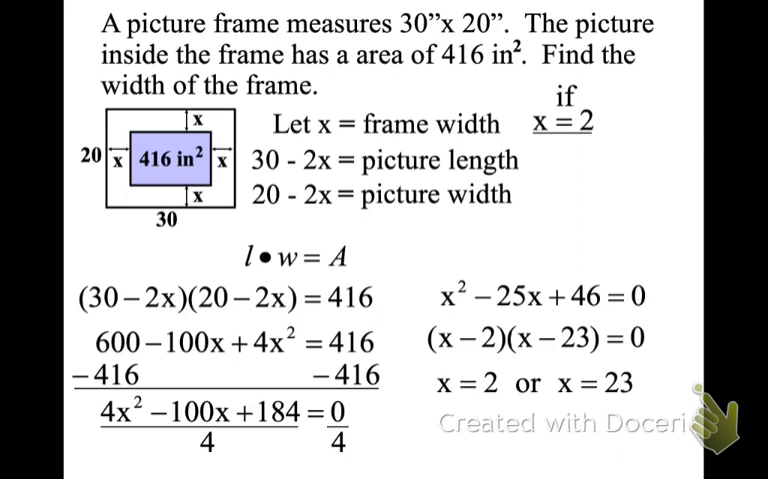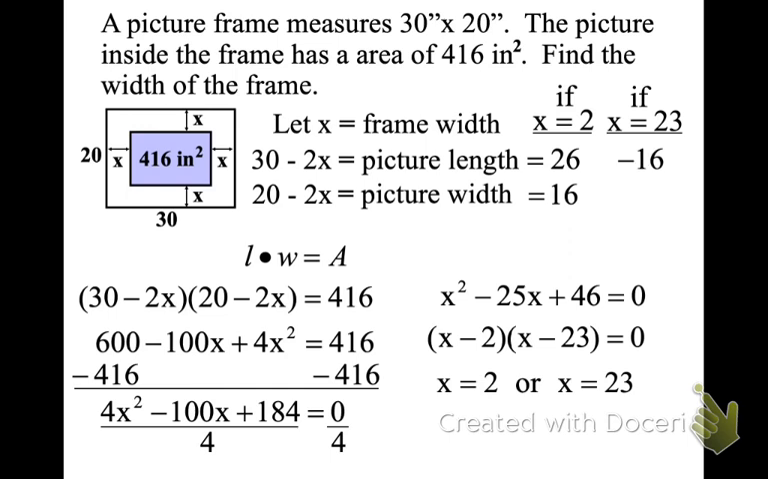And so I substitute 2 in, and I get 26 units, or 26 inches for the length, and 20 minus 2 times 2. 20 minus 4 is 16. And so I'm left with x equals 2.